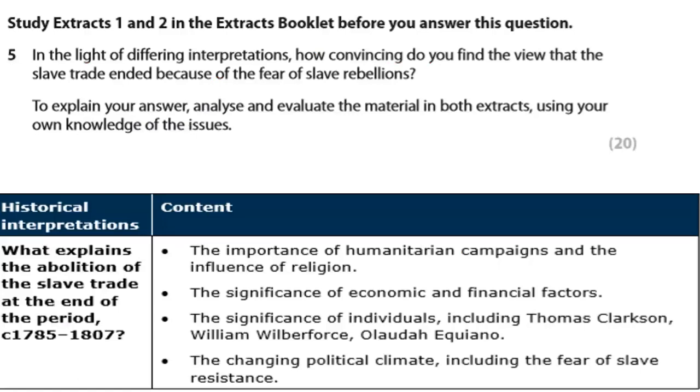So in the exam, you get section A, which is an essay question, section B, which is an essay question, and section C, which is a compulsory interpretation question. And the question will always ask, in light of differing interpretations, how convincing do you find the view that the slave trade ended because? And it will be something along these lines. It might pick a line out in one interpretation, but it will blame one of 4 things. And it will say, how convincing do you find the view that it ended because of this?